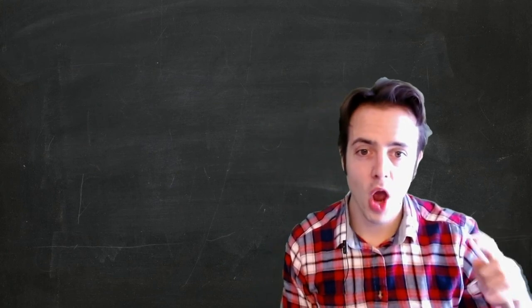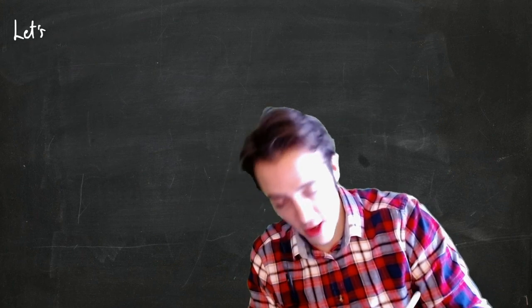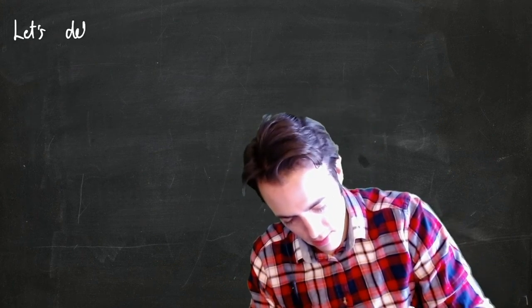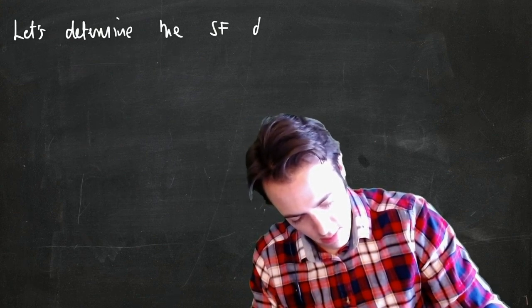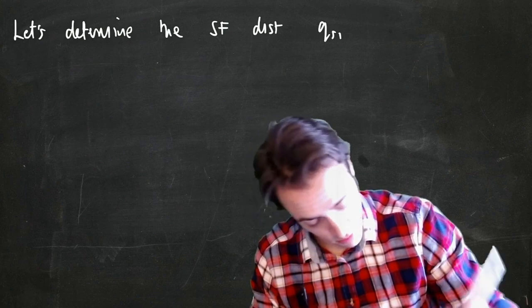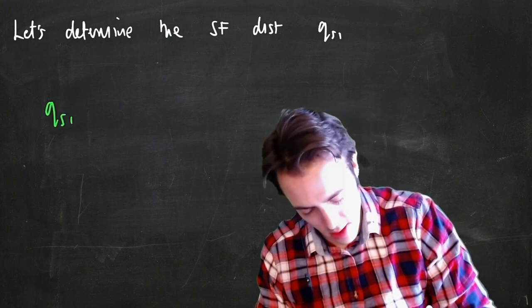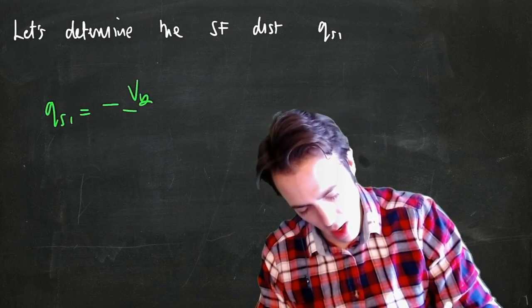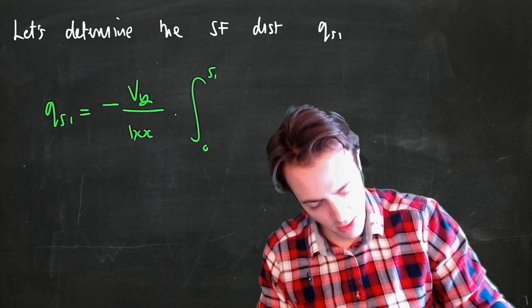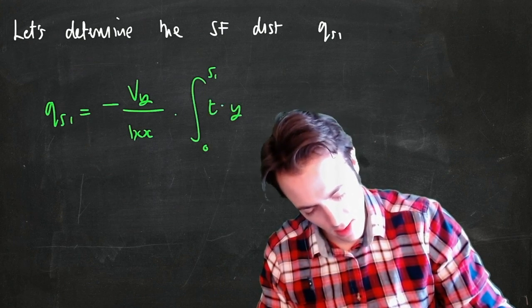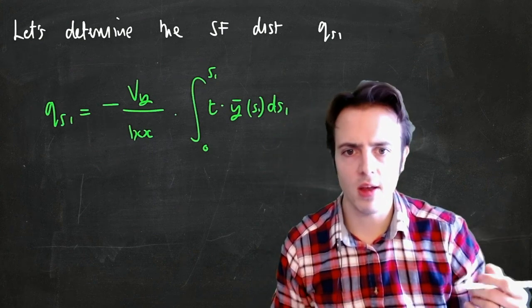Because we remember that actually I only need to do it once, and I can just double it for this shape. So let's determine the shear flow distribution in the lower half. Okay, so I'm determining QS1. QS1 is equal to minus Vy on Ixx, and then I need to do the integral from S1 to 0, thickness, y as a function of s1 ds1. So there's some different things that we don't know yet.